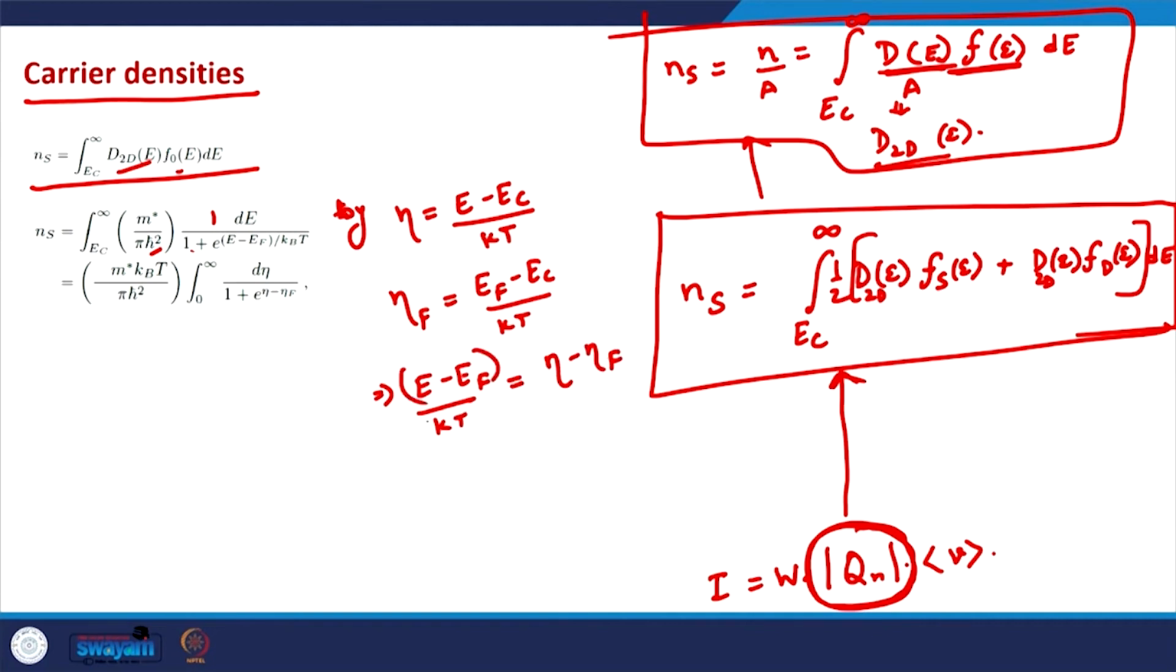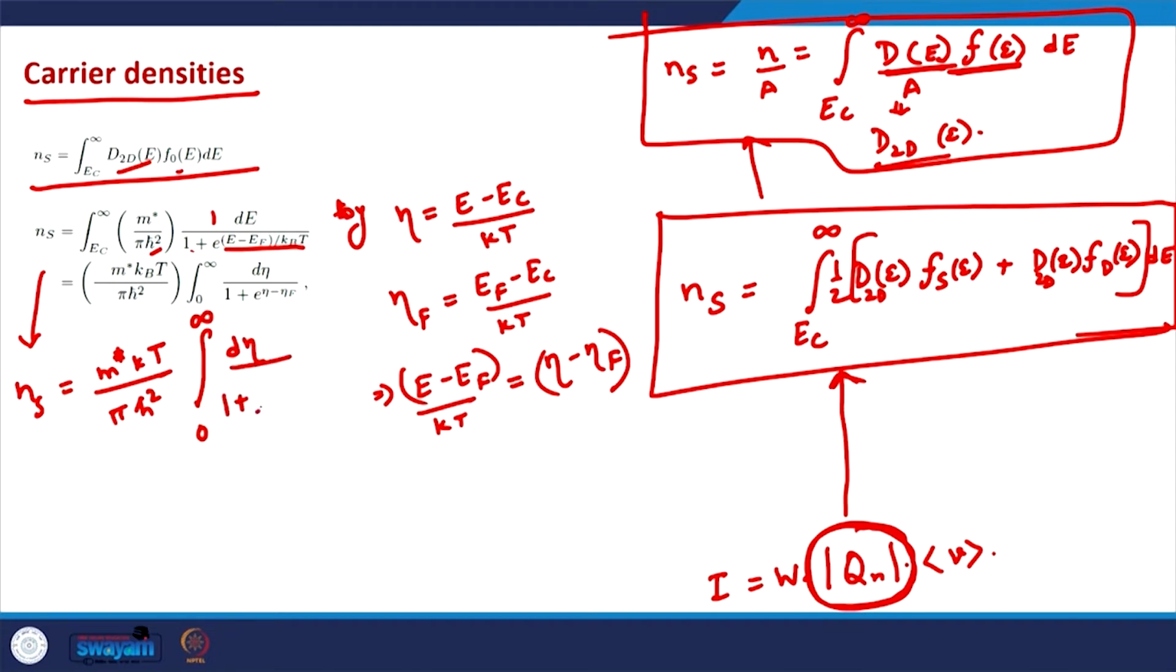and this is the exponent in the Fermi function. So, this exponent (E minus Ef)/kT can be replaced by eta minus eta f, and this dE can be replaced by kT times d eta. So, finally, this carrier density Ns turns out to be m star kT divided by pi h bar square, limits transform from 0 to infinity d eta by 1 plus exponential (eta minus eta f).